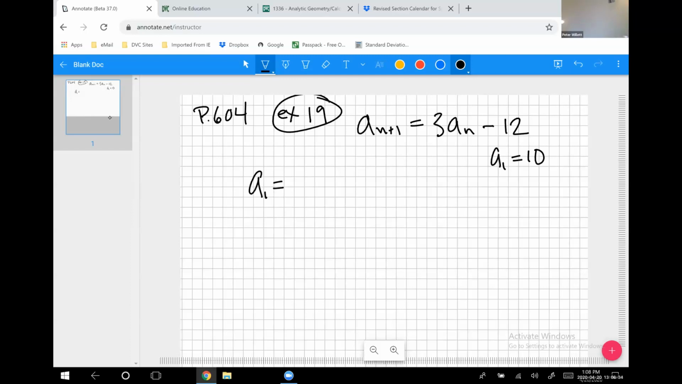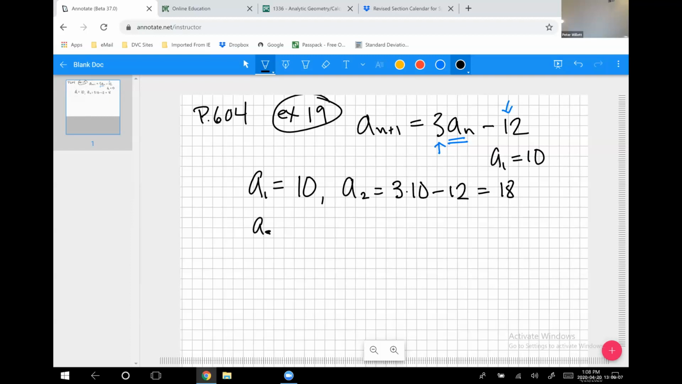So a sub 1 is actually given, it's 10. So for a sub 2, what the formula says is you take the previous term, multiply it by 3, and then subtract 12. So if the previous term was 10, what I would get here is 3 times the previous 10, which is 30, minus 12. And if I do that little arithmetic problem, I get 18.